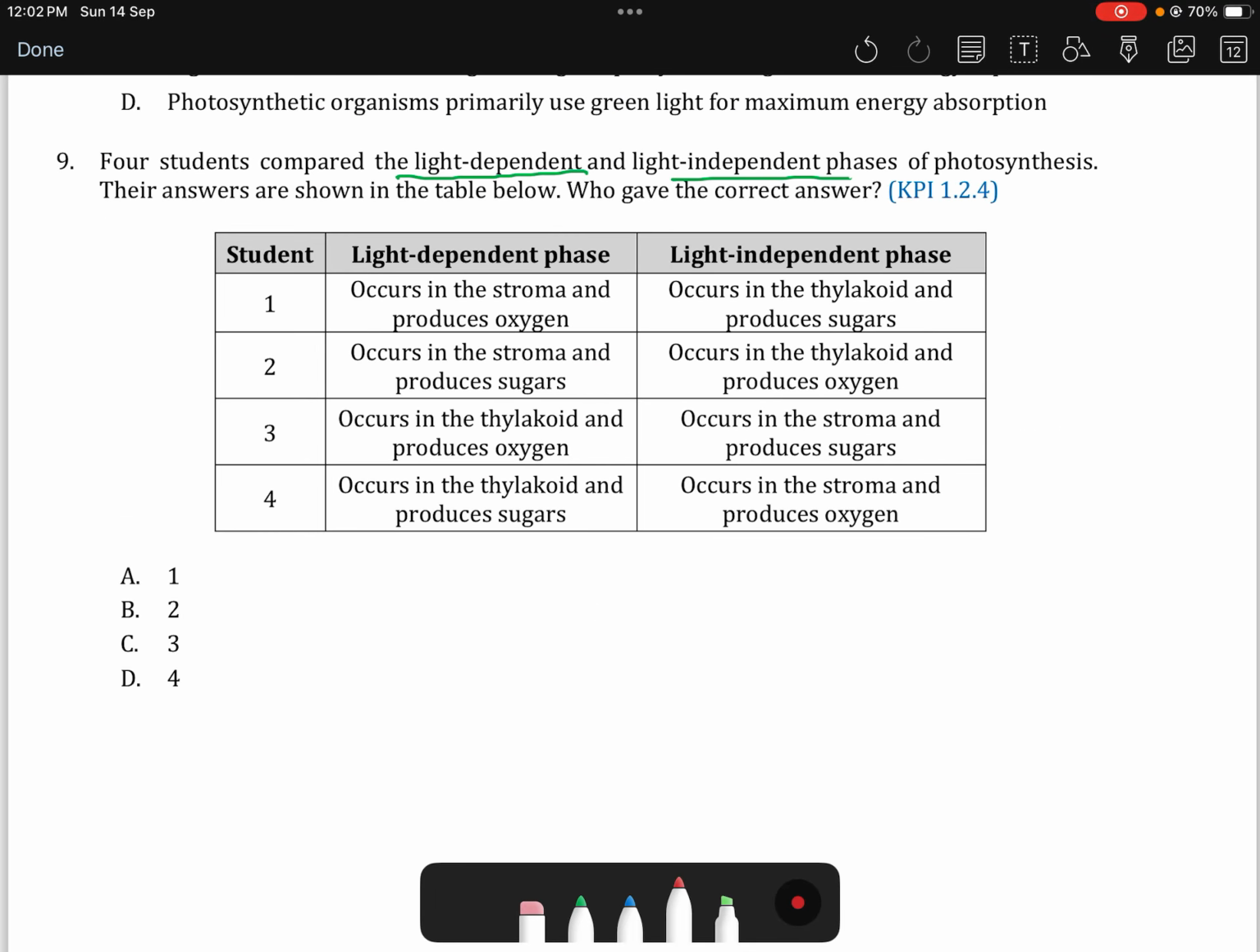The light dependent phase, we know, occurs in the thylakoid. Does it occur in stroma? No. Does it occur in thylakoid? Yes, there is a possibility. But we need to see that the one which occurs in thylakoid produces oxygen, and the one which occurs in stroma produces sugar. So the answer is C. How come this happened?